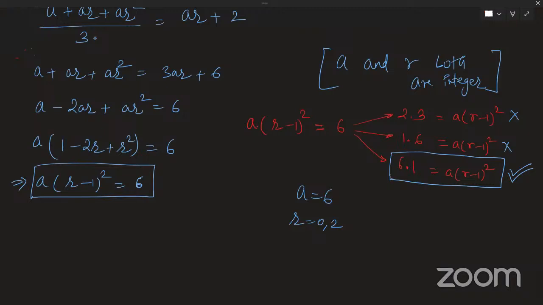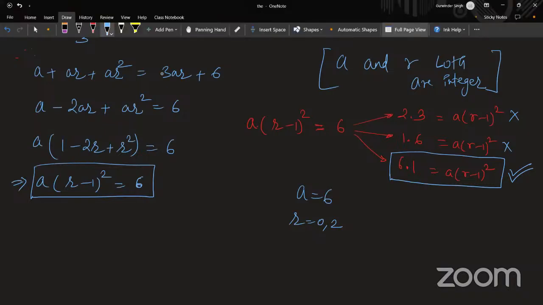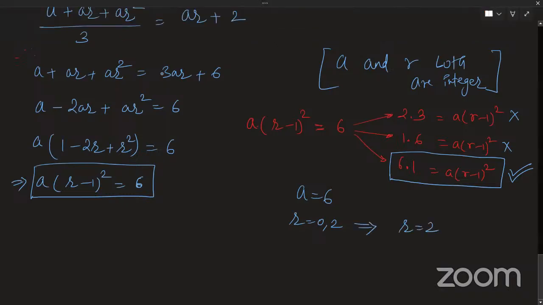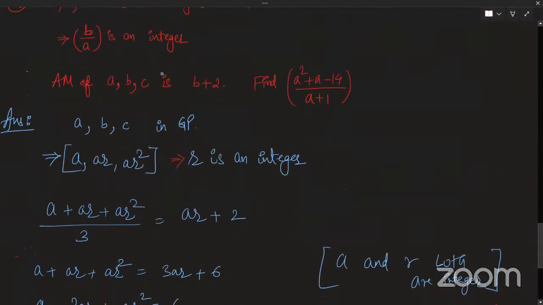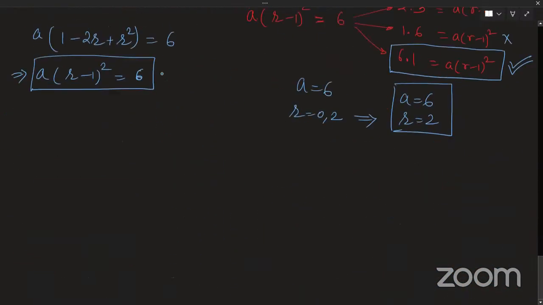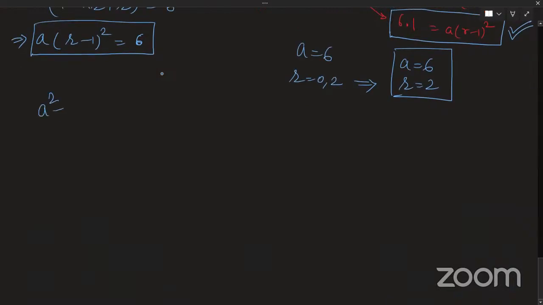But they have told me to take R as a positive integer. So R can be 2, correct? So A is equal to 6 and R is equal to 2. And what is it asking me? It is asking A square plus A minus 14 by A plus 1.